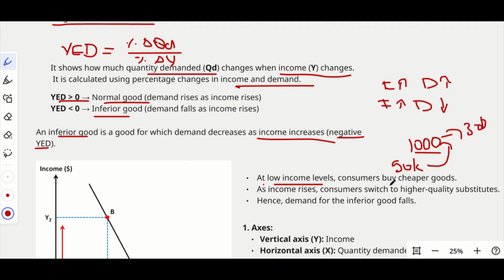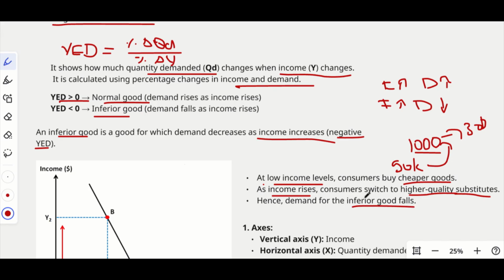So at a low income level, consumers buy cheaper goods. That is a common thing, right? Whenever we don't have enough money to buy something, or if our earnings are comparatively low, we'll just buy something to sustain, right? But that is not the case when our income increases. When the income increases, consumers switch to higher quality substitutes. For example, you are eating bread slices or some veggies, and you might switch to sandwiches or burgers when you get more income, right? So hence the demand for the inferior good falls.